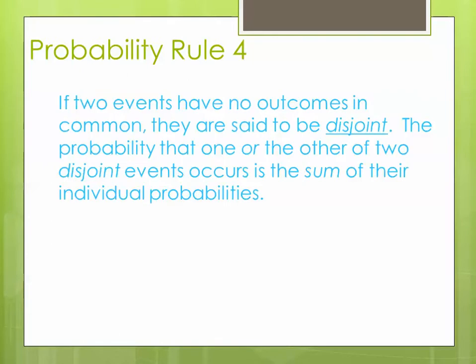Number 4. If two events have no outcomes in common, they're said to be disjoint. Okay? That means there's no overlap. They can never both happen. If that's true, then the probability of one or the other is the sum of their individual probabilities.